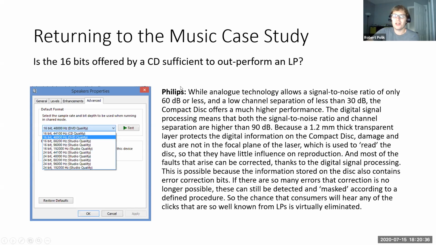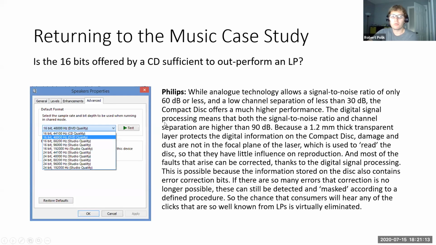And I guess they have some interest in making CDs seem good, but let's just take a look at it. So while analog technology allows for a signal-to-noise ratio of only 60 decibels or less, so that is your record, and 60 decibels, 20 decibels is 10, so 10 times 10 times 10 is 1,000. So for a record, your signal-to-noise ratio is approximately 1,000 to 1. And a low channel separation of less than 30 decibels, the compact disc offers a much higher performance.